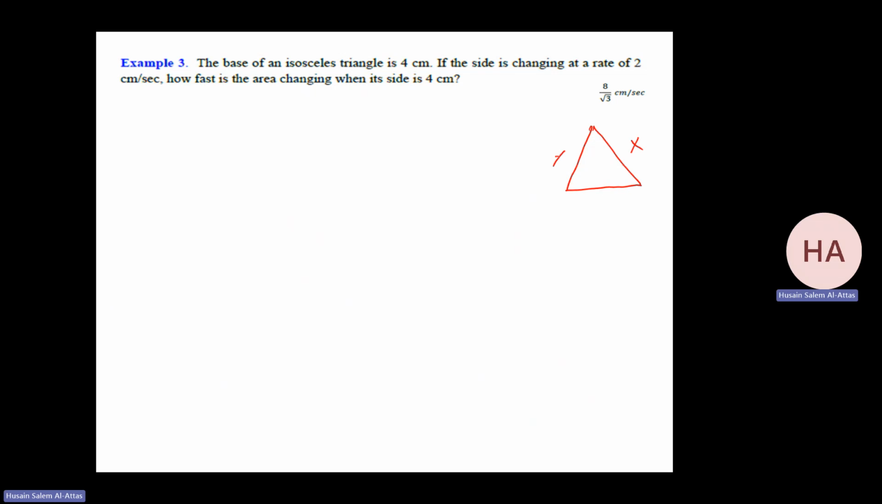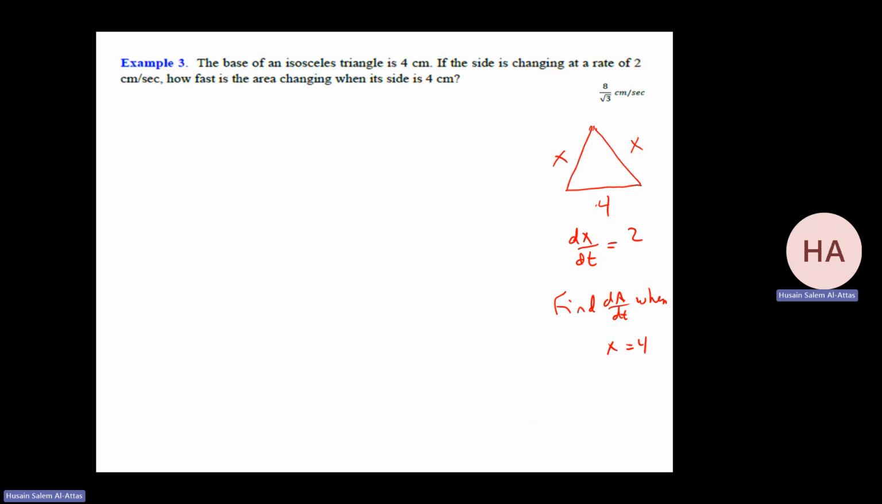This is x, this is x. The base is 4. If the side is changing at the rate of 2 centimeters per second, so I have dx/dt, the side, is 2. How fast is the area changing when x equals 4? So find dA/dt when x equals 4. That's the question.